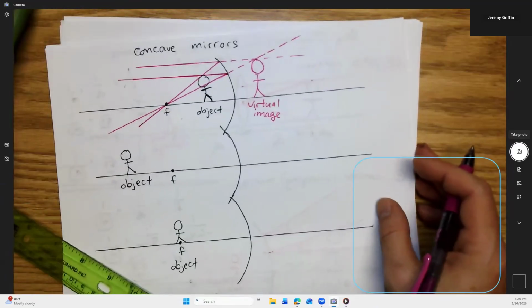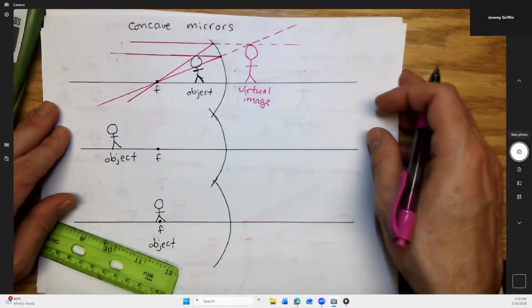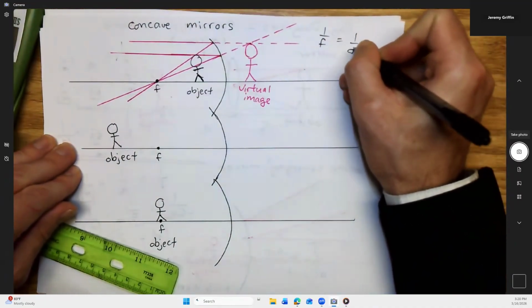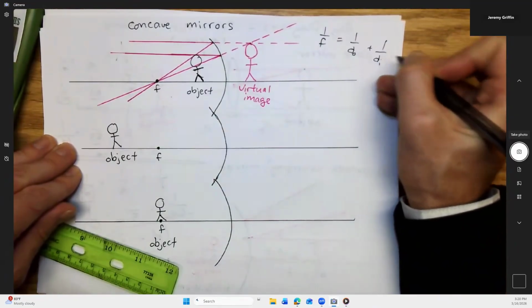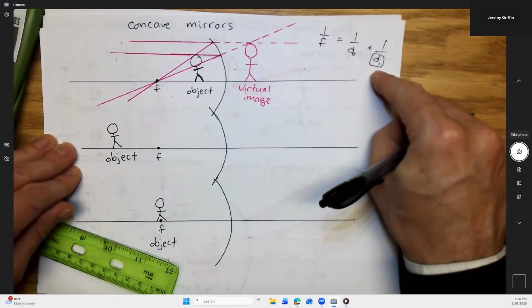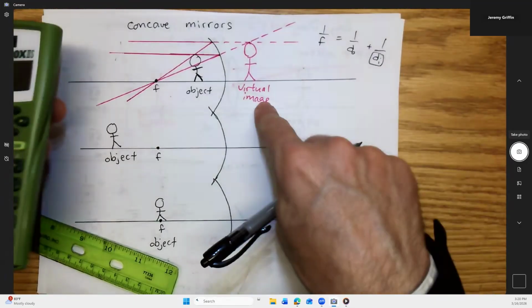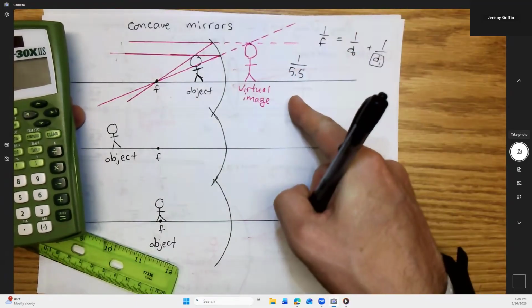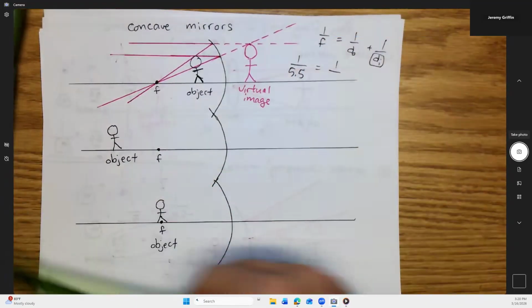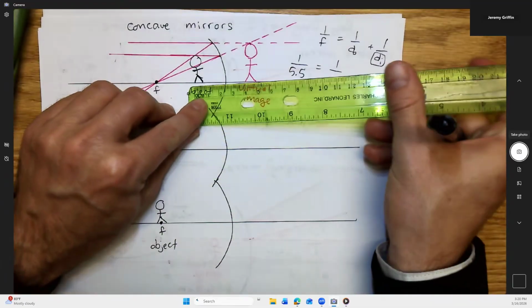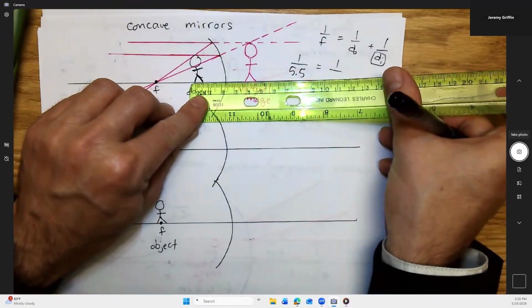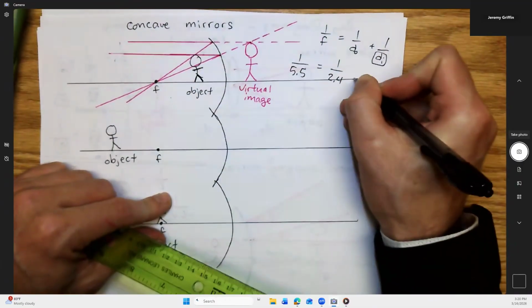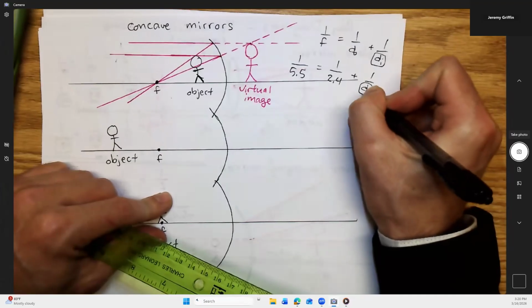While you're finishing, write that down. I might have enough space over here to do the math. So 1 over the focal length is 1 over the object distance plus 1 over the image distance. Let me do the same as I did before. I want to calculate where the image is going to be, and then see how close it is here. So 1 over 5.5. You guys know these are all centimeters, right? Equals 1 over, now where's my object? The object looks like about 2.4 centimeters, plus 1 over the image distance.